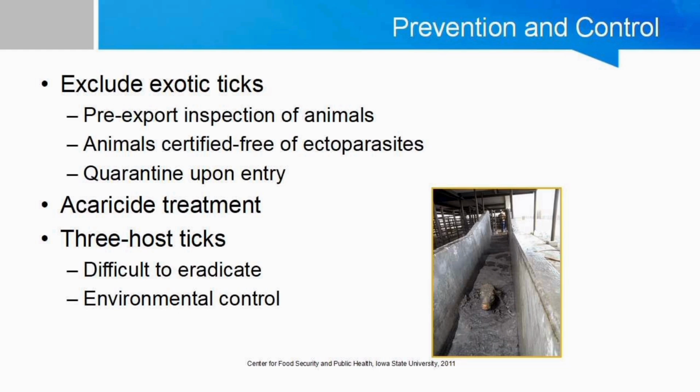Three-host ticks spend at least 90% of their life cycle in the environment rather than on the host animal. Ticks in the environment must also be controlled to prevent their spread. If the ticks are already spread in the region, eradication can be difficult. Eradication programs are based on animal identification and periodic acaricide treatment of the livestock, as well as public education, surveillance, quarantines, and movement restriction.